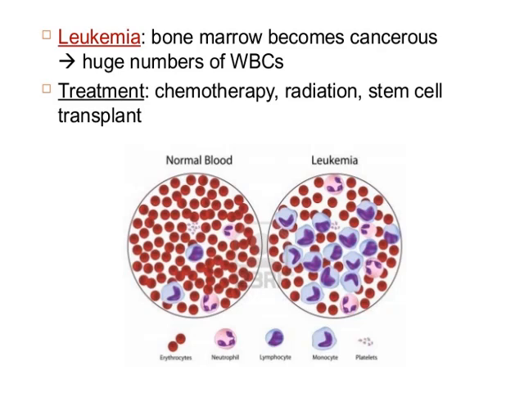Then a cancer occurring inside the blood is called leukemia, in which the bone marrow becomes cancerous and consists of a huge number of WBCs, as shown in the figure. Normal blood contains a limited number of WBCs. If the WBCs inside the blood become more than a certain number, it becomes leukemia.